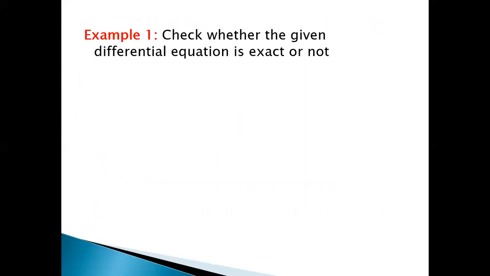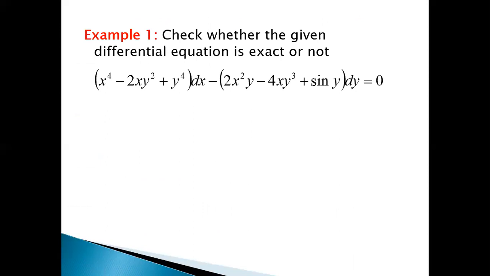Example 1. Check whether the given differential equation is exact or not. Okay. So this is our given differential equation: x raised to 4 minus 2xy square plus y raised to 4 dx minus 2x square y minus 4xy cube plus sin y dy equal to 0. Hence, find the general solution. So first, we have to check whether the given differential equation is exact or not. And if it is exact, then we have to find the general solution.